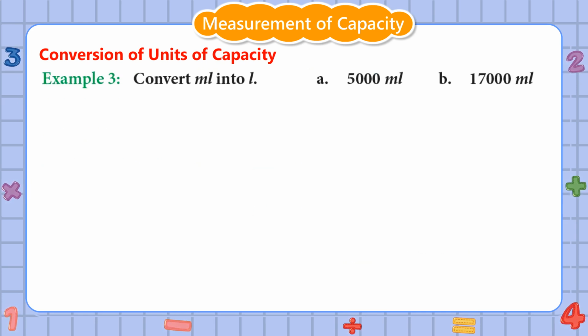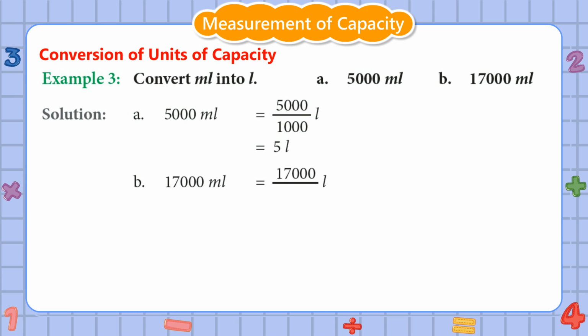Example 3. Convert milliliter into liter. A. 5000 milliliters. B. 17,000 milliliters. Solution. A. 5000 milliliters is equal to 5000 by 1000 liters. It is equal to 5 liters. B. 17,000 milliliters is equal to 17,000 by 1000 liters. It is equal to 17 liters.